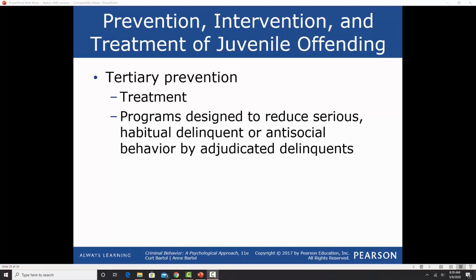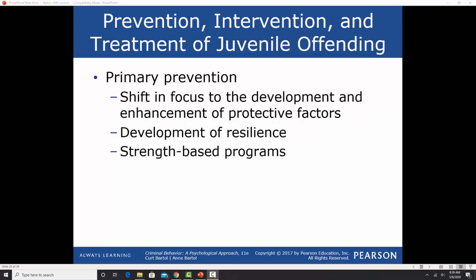And then we have tertiary prevention programs, and these are treatment programs. So these are programs designed to reduce serious habitual delinquent or antisocial behaviors that have already been adjudicated by the court. So these are kids that have behavioral problems, drug and alcohol issues, and they are put into some type of treatment program.